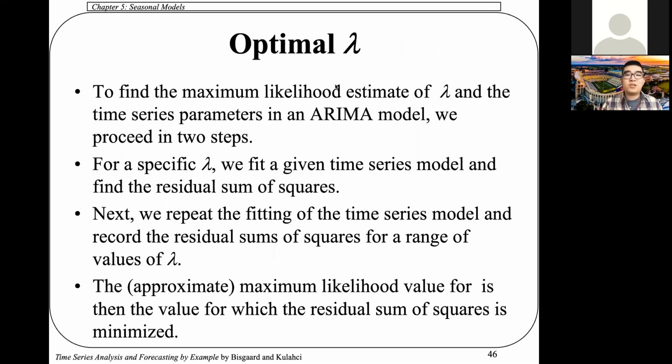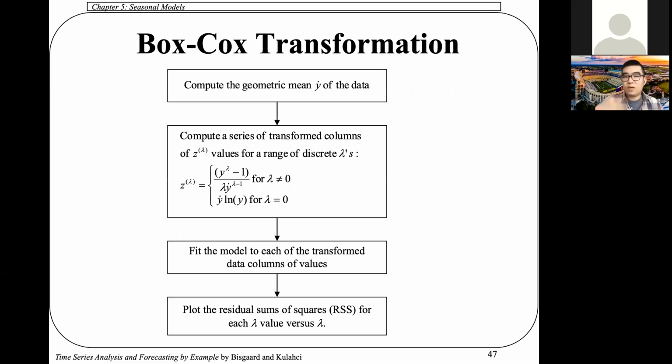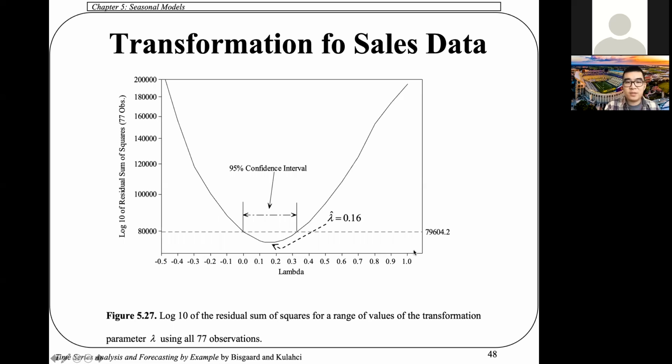So the question is, what is the optimal lambda? Is the log transformation optimal, or is the square root transformation optimal, or is there any other optimal lambda? To choose this optimal lambda, we can follow a very easy step. We transform the data with all lambdas, fit the time series using each lambda, and then find its residual sum of squares. Let me show you this figure.